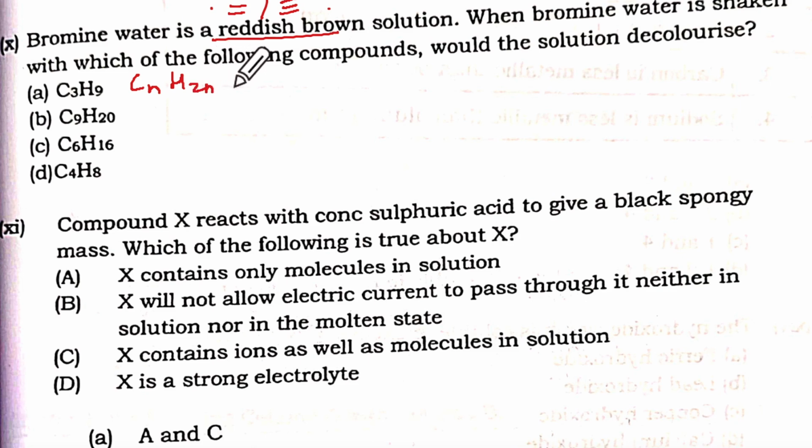CnH2n plus 3. Correct or no? 6 and 3, no? So this is no formula. What is this? CnH2n plus 2. Correct? 9 twos are 18 and 2 is 20. So this means it is alkane. We want alkene and alkyne. So not this. What is this?